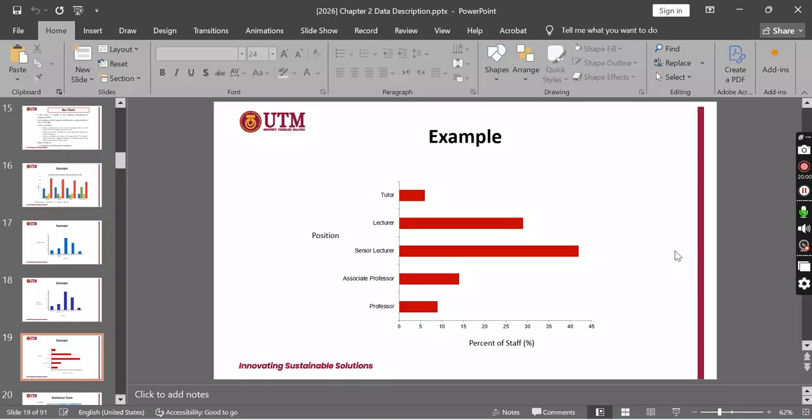Here you can put the bars horizontally or maybe vertically, it's up to you. Here we have it horizontally, it's the same, but this one is for frequency. We have the value here, and also here, and so on.